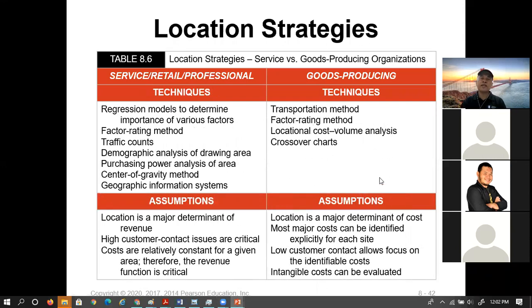About technique, for producing goods, we have the transportation method and factor rating method. As well as techniques used to select the location for the service, we can have the regression model, factor rating method, traffic count, etc.